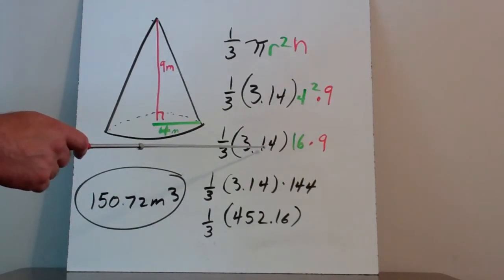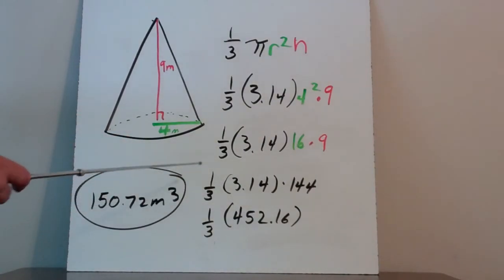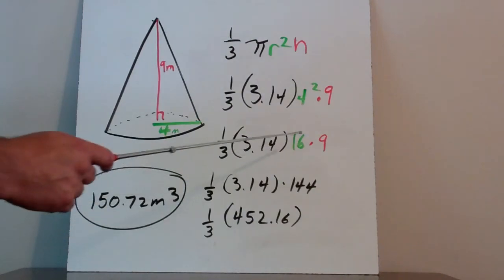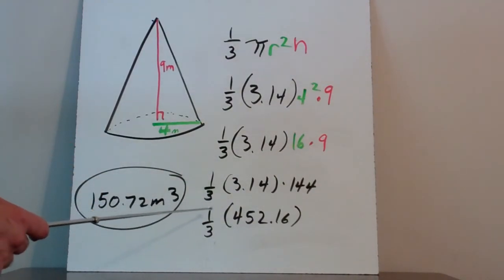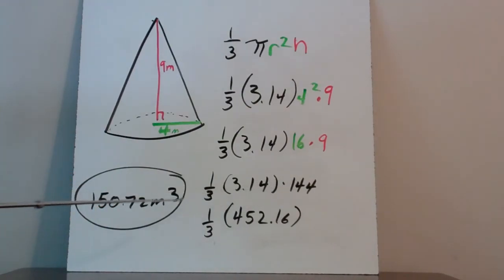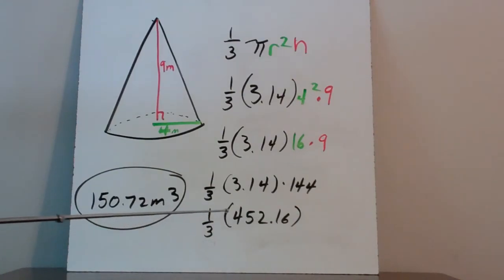1/3 times 3.14 times 16 times 9. 1/3 times 3.14 times 144, which is 16 times 9. And then 1/3 of 452.16, which is 144 times 3.14. And if I take 1/3 of 452.16, I get 150.72 meters cubed.